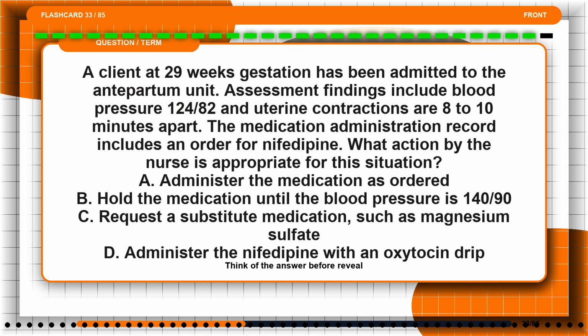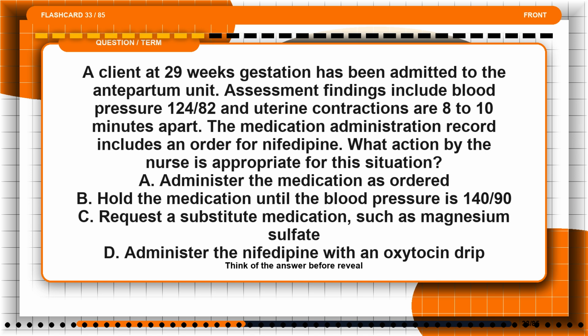Flashcard 33. A client at 29 weeks gestation has been admitted to the antepartum unit. Assessment findings include blood pressure 124/82 and uterine contractions 8 to 10 minutes apart. The medication administration record includes an order for nifedipine. What action by the nurse is appropriate for this situation? A. Administer the medication as ordered.